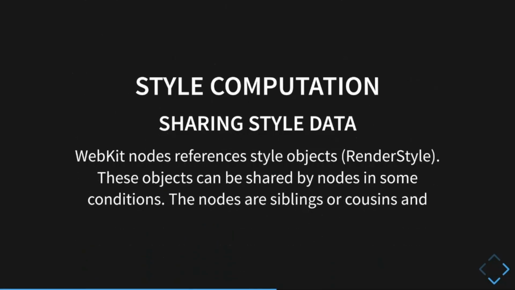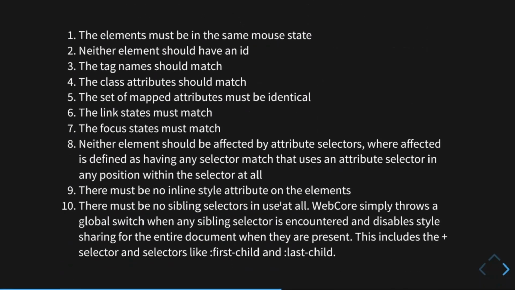Sharing style data. WebKit nodes reference style objects, RenderStyle. These objects can be shared by nodes in some conditions. The elements must be in the same mouse state. Here, the elements should have the same ID, the tag name should match, the class attribute should match, and all the rules are described here. The link state must match, and the focus states must match.